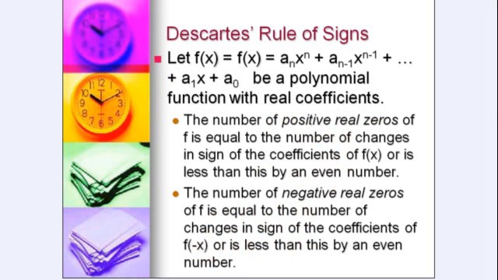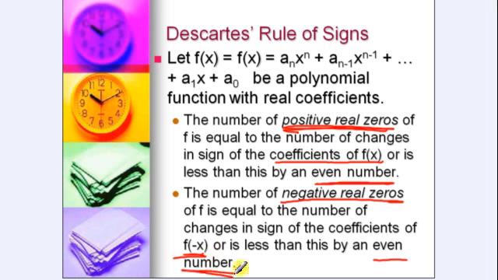Descartes' rule of signs says that if we have a polynomial function with real coefficients, then the number of positive real zeros of f is equal to the number of changes in sign of the coefficients of f of x, or is less than that by an even number. The number of negative real zeros of f is equal to the number of changes in signs of the coefficients of f of negative x, or is less than that by an even number. Let's look at what that would mean with the previous example and the polynomial that we found.